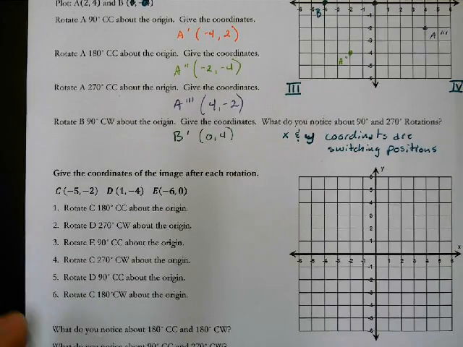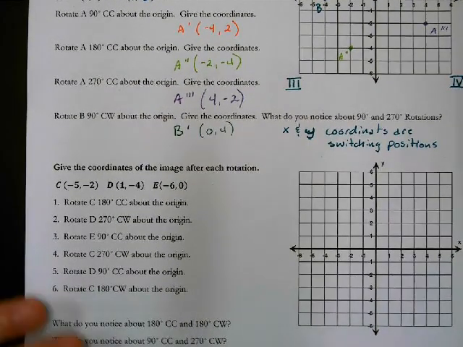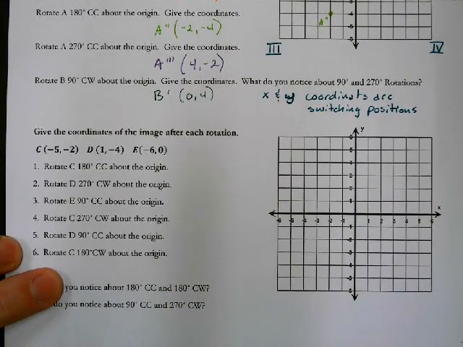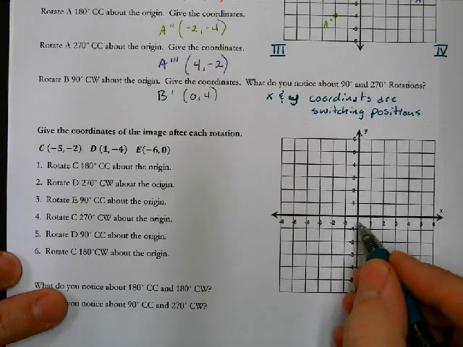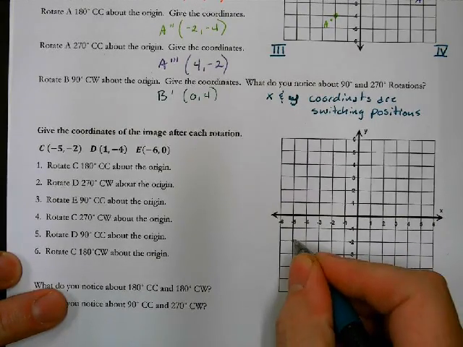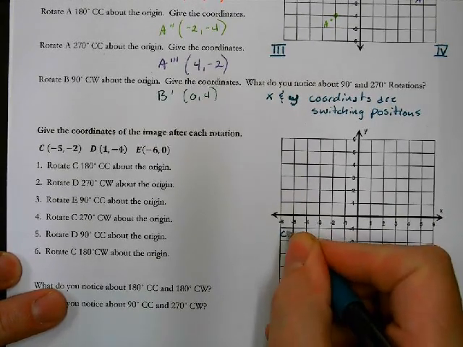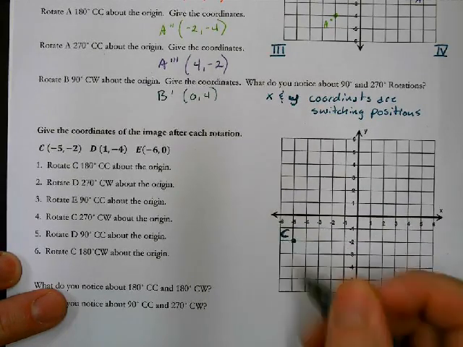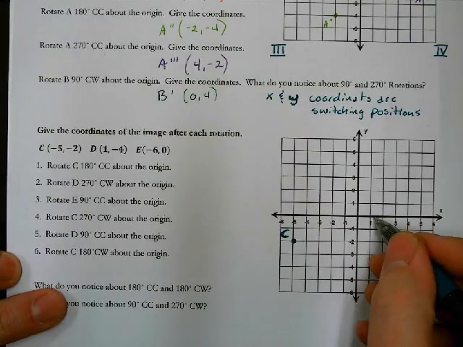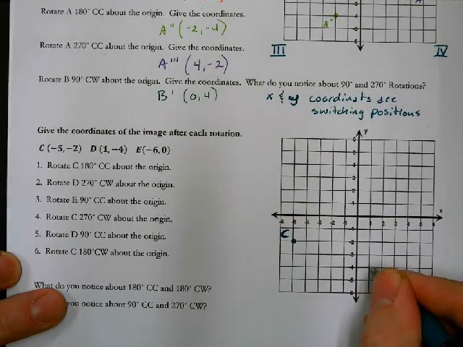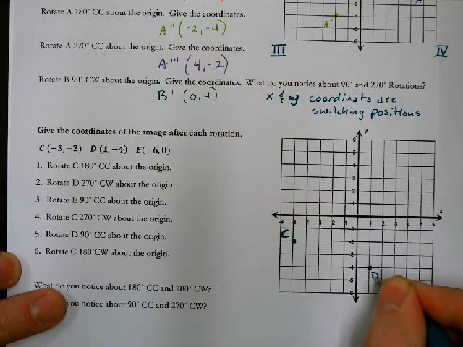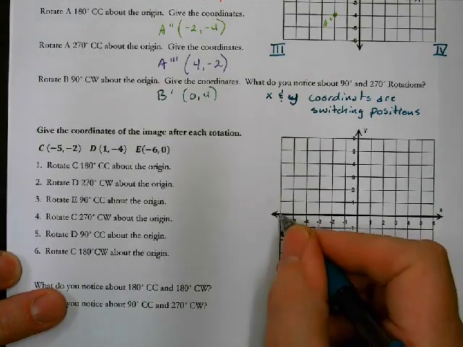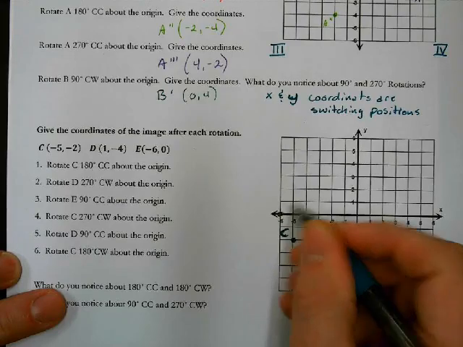So here we've got C's at -5, -2. Let's make sure I graph it correctly this time. So -5, -2, there's C. Not prime, it's C, just C. D's at 1, -4, so there's my D. E's at -6, 0. -6, 0, making sure that I'm graphing it in the right spot.